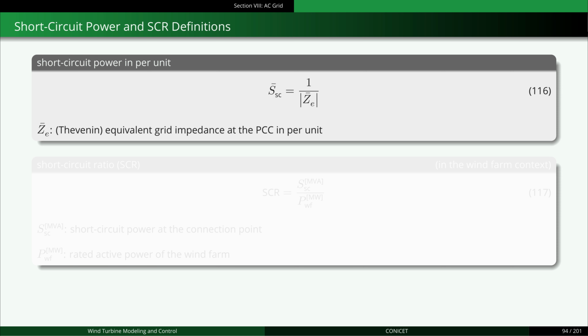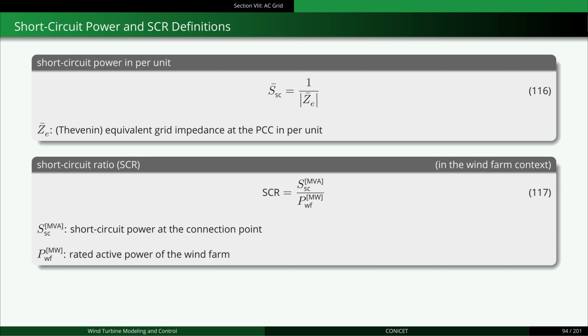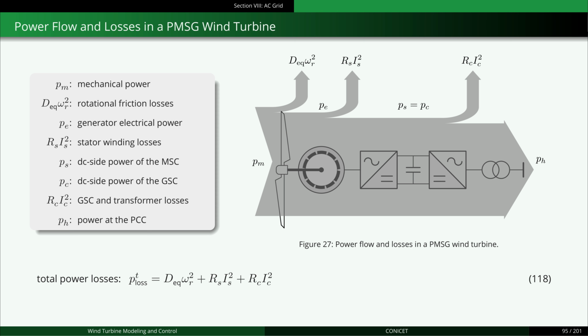To conclude this section, we introduce the definitions of short circuit power and short circuit ratio. These terms are frequently used in power system modeling. We also illustrate power flow and losses in a permanent magnet synchronous generator wind turbine. Figure 27 helps identify the powers at different stages of power conversion. Additional losses, such as DC bus losses, were neglected in this study, but they can be modeled by adding a shunt resistance at the DC bus.